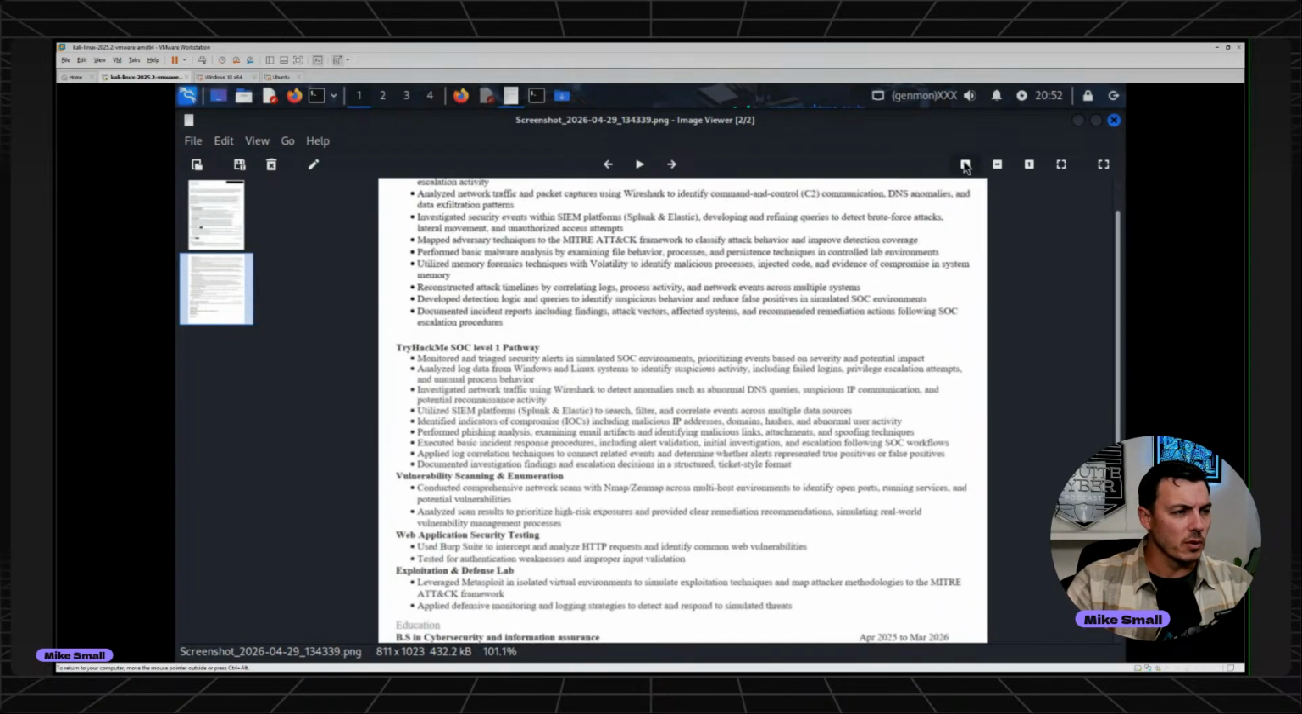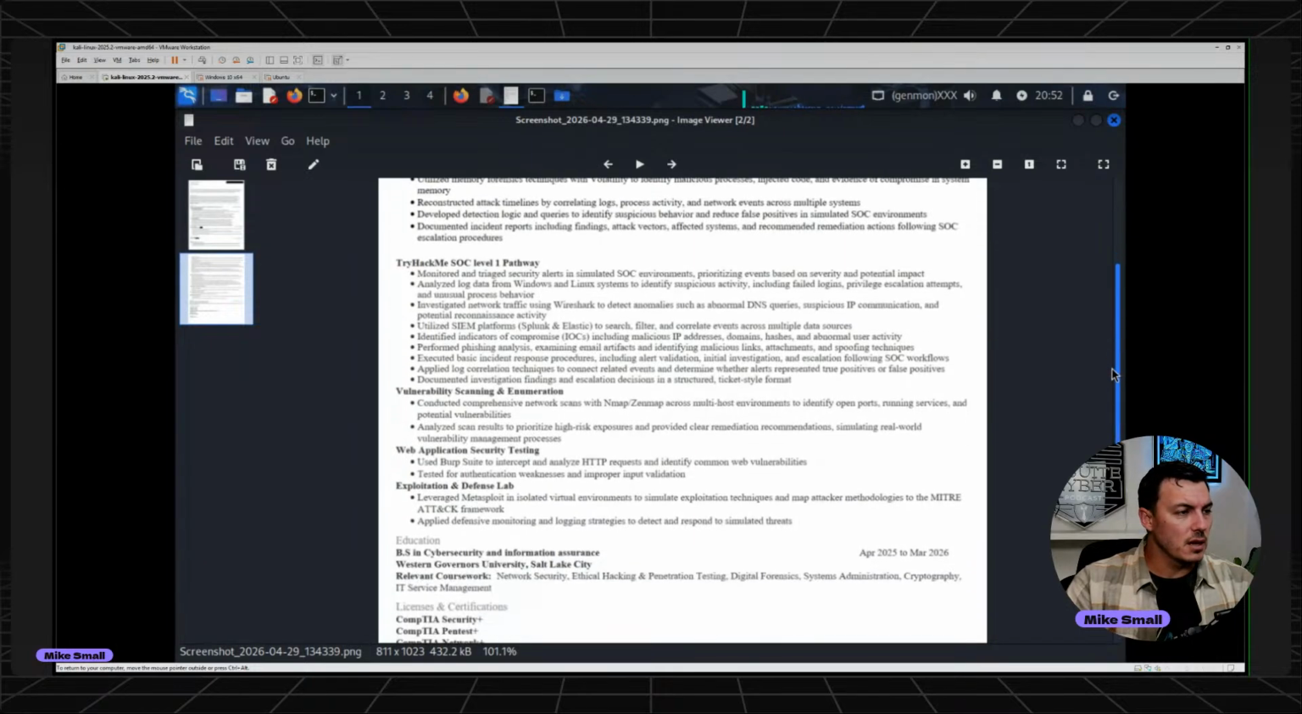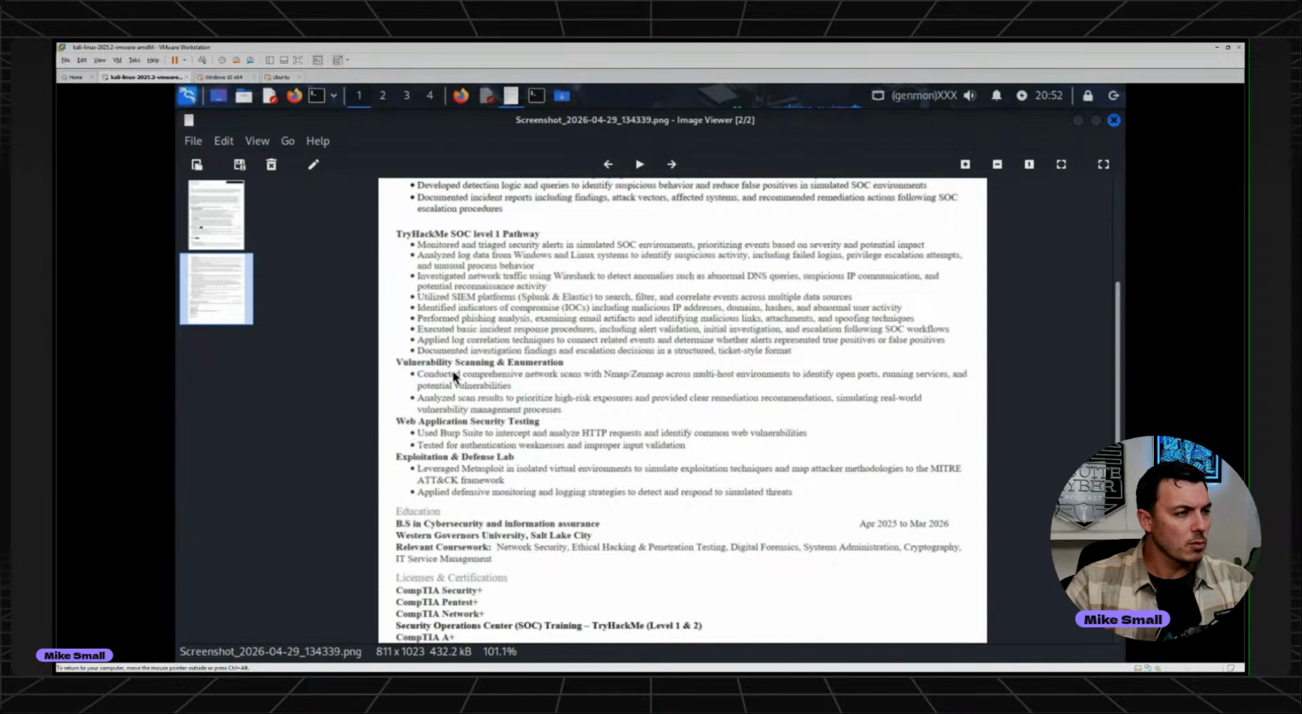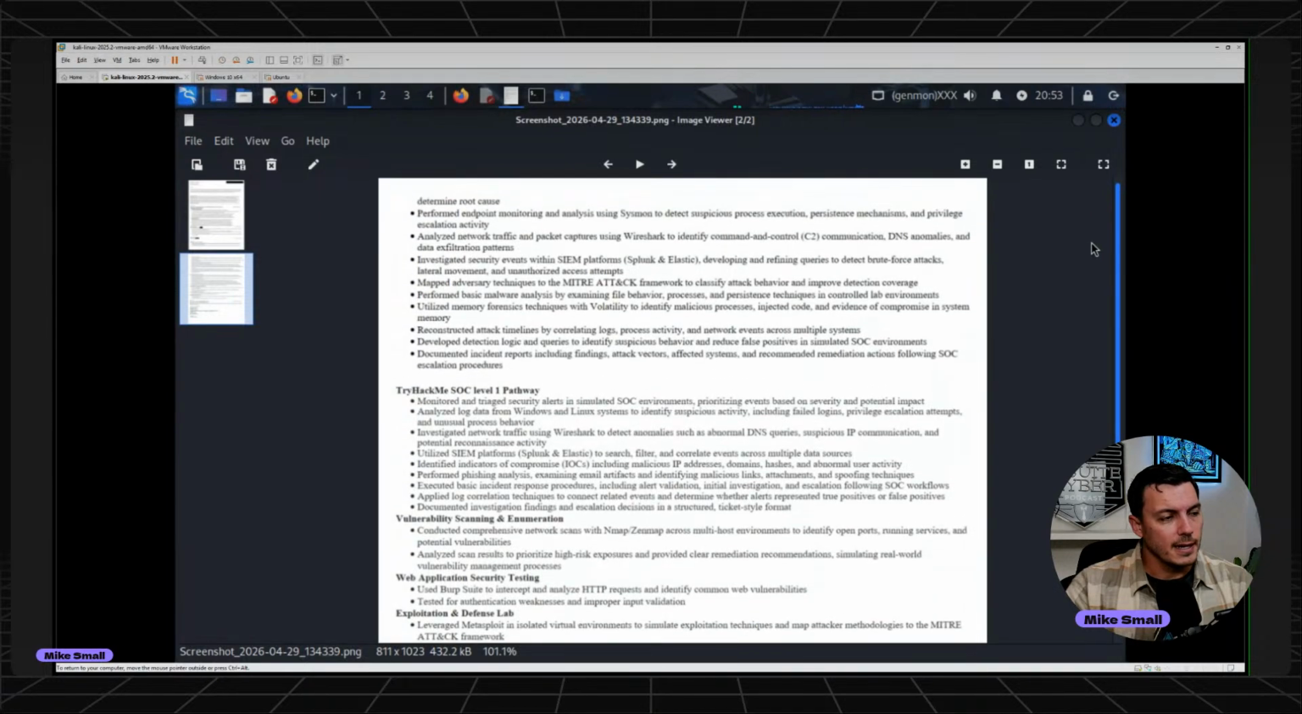Let me zoom in a little bit more here. Yeah, so this is all good stuff. These TryHackMe ones, and then vulnerability scanning and enumeration. I don't know if this is part of this or not. I can't really tell. I would change the way you do these headings. If it's not part of SOC level 1, I guess you would just add spacing. So maybe you're saying that this is a skill set that you gained. So maybe redo how you're listing your training so it's obvious.